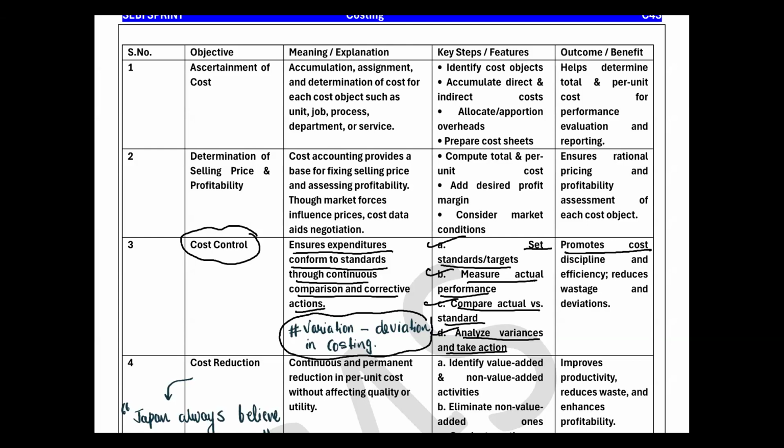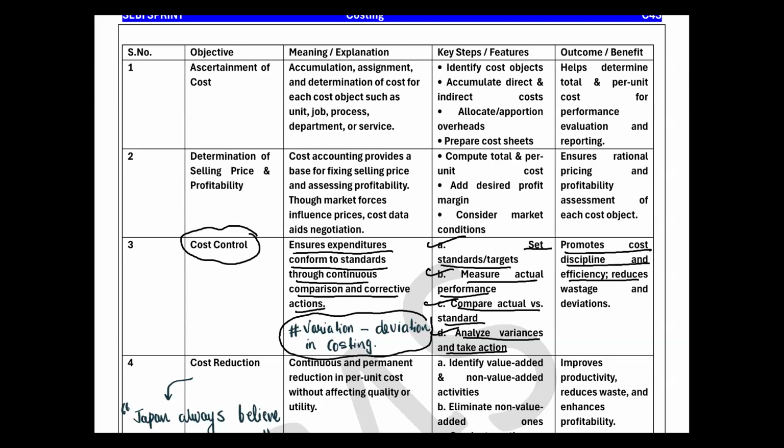Now, promotes cost discipline and efficiency. The meaning of efficiency is that you need to utilize our resources without wasting, without any wastage. You need to utilize a resource up to its maximum potential.